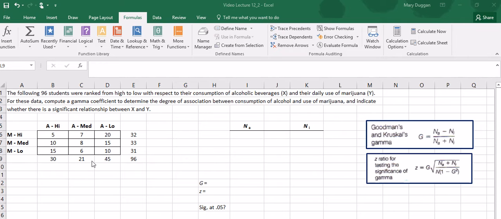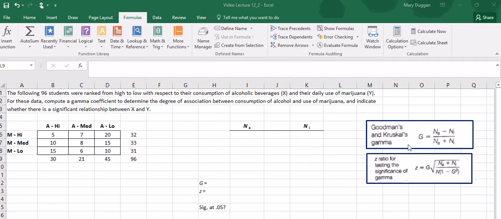So here's a cross-tabulation of marijuana and alcohol use for randomly selected participants. And we can use a gamma test to see if marijuana use and alcohol are positively associated. In other words, a high score on one variable leads to a high score on another variable, or a high rank on one variable leads to a high rank on another variable. Or we can also see if there's a negative association, meaning a high rank on one variable leads to a low rank on another variable.